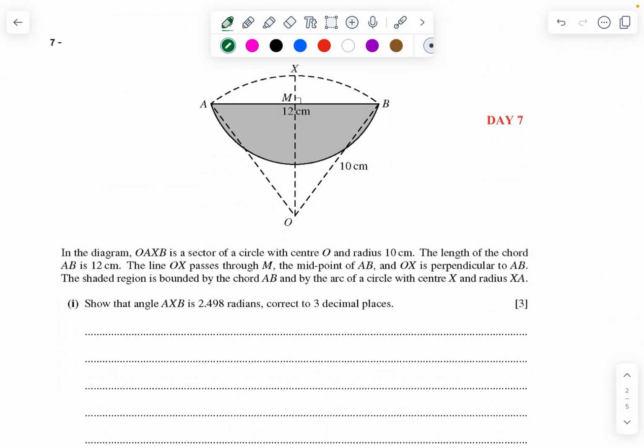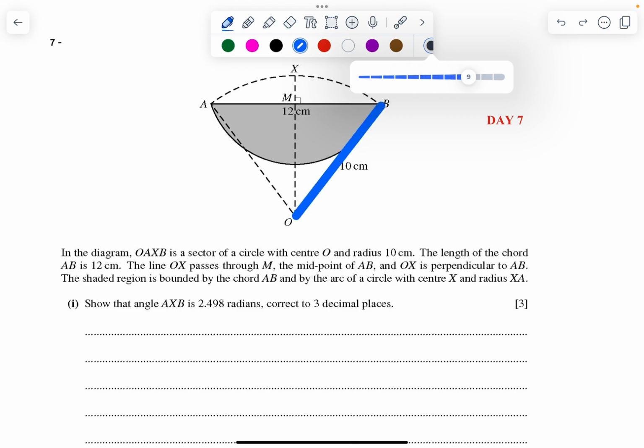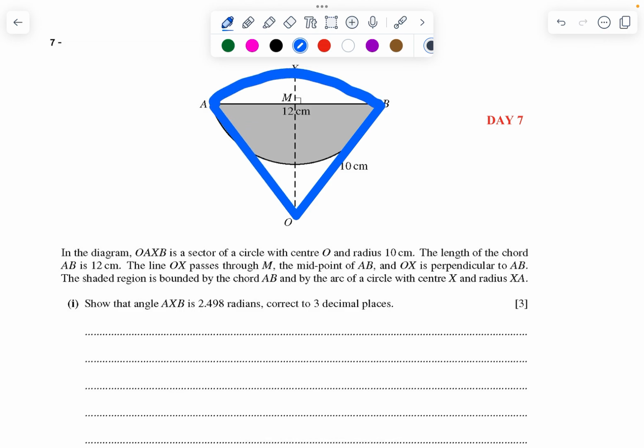Now coming to question number 7. In the diagram, OAXP is a sector of a circle with center O and radius 10. OAXP is a sector, so let's draw. This is going to be a sector, drawn with a thick line. This is with a radius of 10 centimeters. So the length of that line is going to be 10 centimeters.